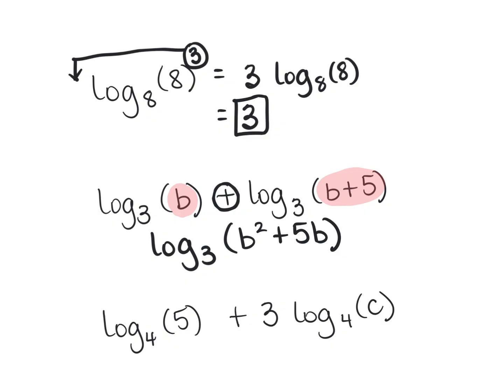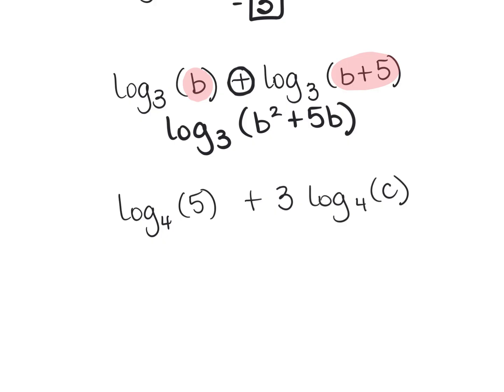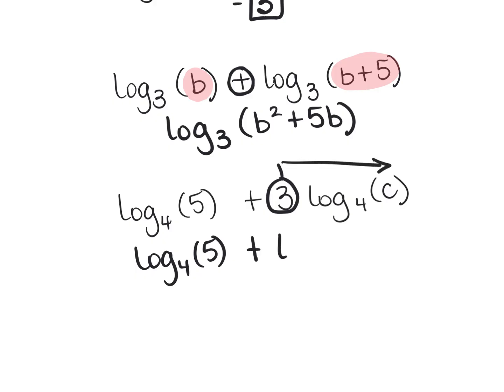Now, thinking about this in the opposite direction, you're always going to want to factor completely when you go the other direction. All right, so this next one, we have log base 4 of 5. I'm going to leave alone for right now. And now I'm looking at the fact that I have this number up at the top, so it's going to go up and become an exponent. So I have log base 4 of c cubed.